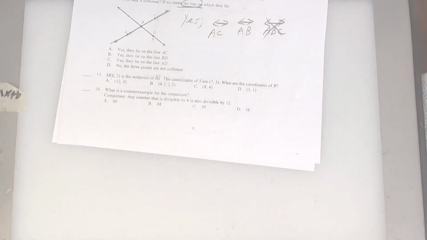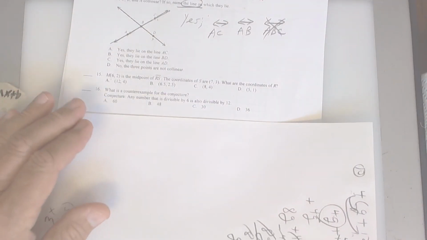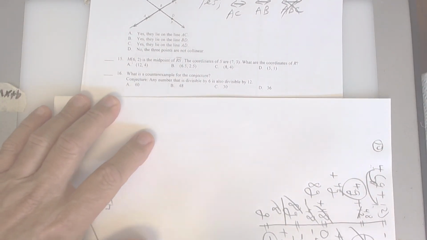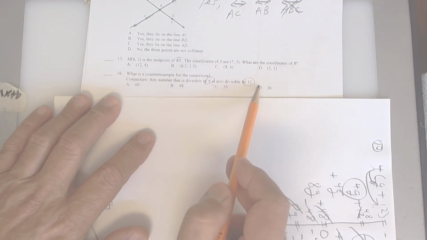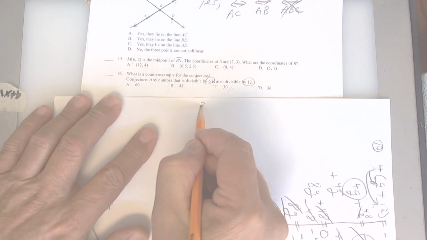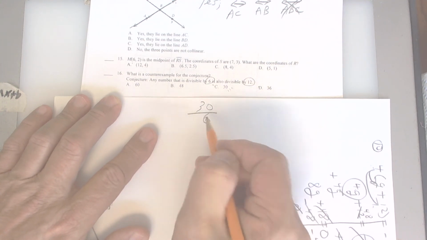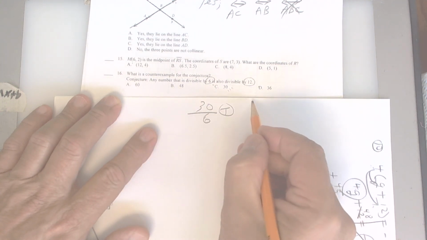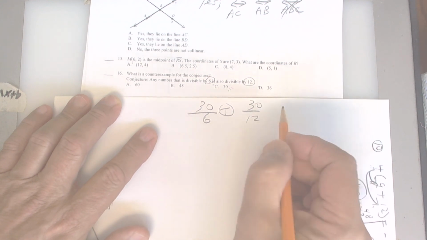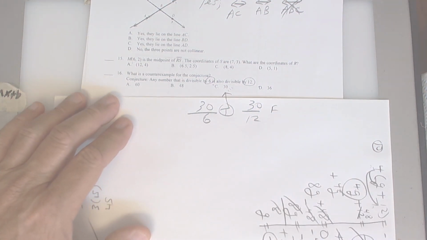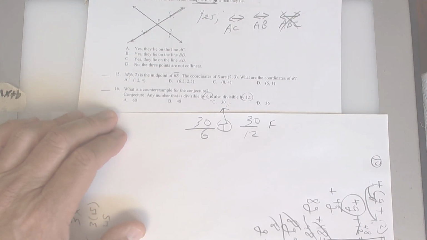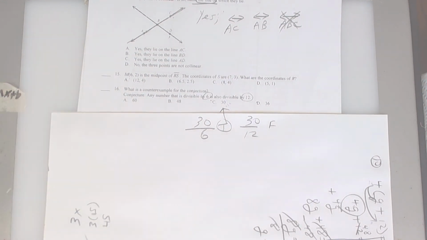And I'm almost done. This one right here, counter example is one that's wrong. See, it says if it's divisible by 6, it's divisible by 12. Guess what? 30 is divisible by 6. That's true. But 30 is not divisible by 12. That's false. That's your counter example. Remember, a counter example is one that shows that what they say is not true.